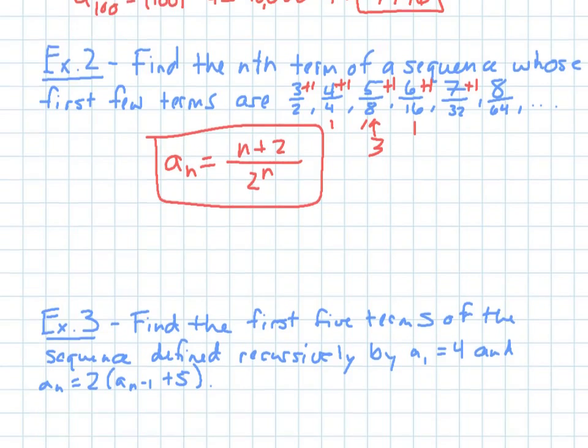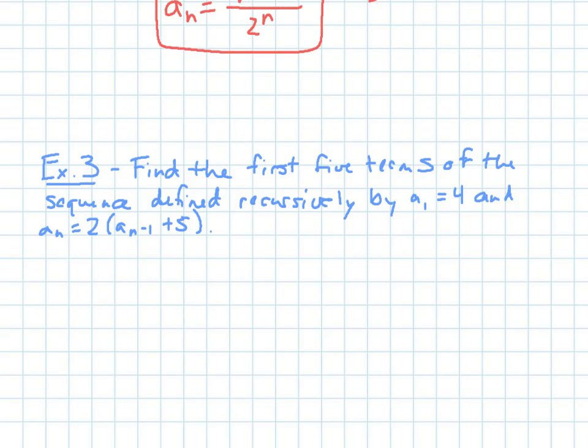Okay. Example 3 says they want us to find the first 5 terms of the sequence determined recursively by a sub 1 equals 4 and a sub n is equal to 2.